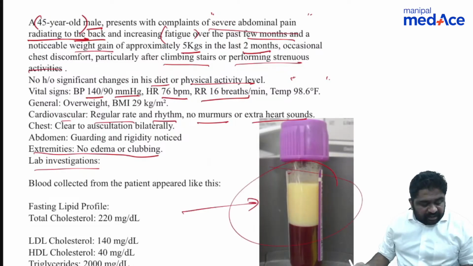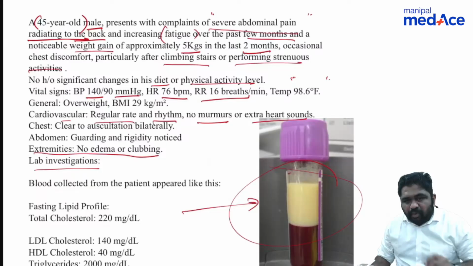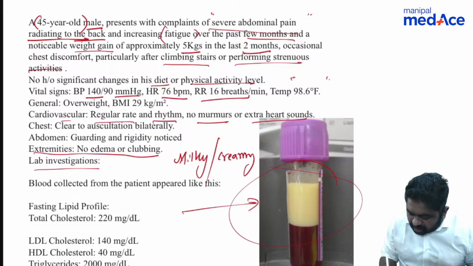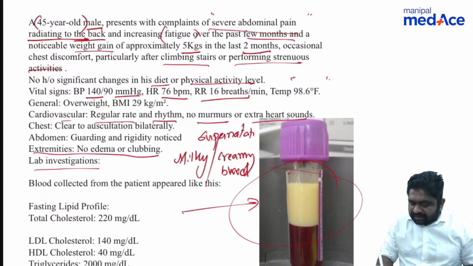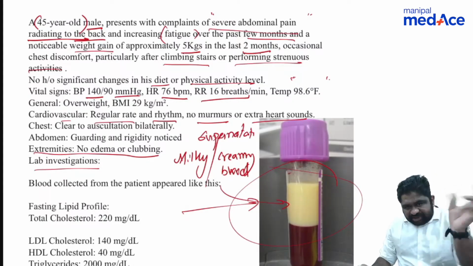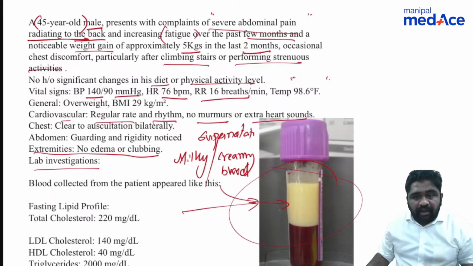Lab investigations are showing this kind of picture. Can you see the supernatant is actually creamy white in color? This is milky or creamy blood. Supernatant is carrying the cream color. Imagine if it is shaken. If it is shaken, what is the color of the blood?